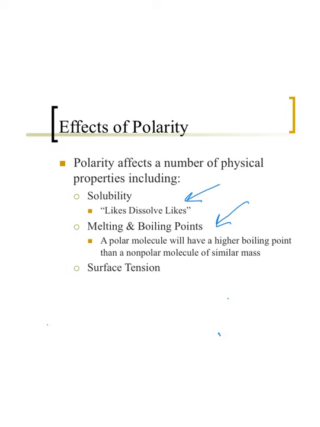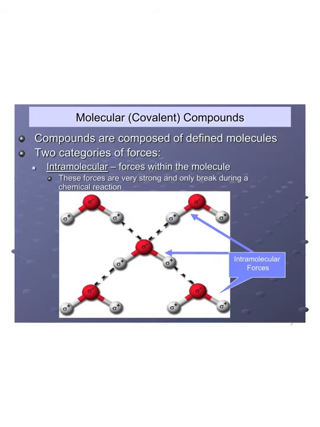Polarity is also going to help us understand melting points and boiling points, right? To understand why a chemical substance would go from a solid to a liquid to a gas, and that's important. And also properties like surface tension. Hopefully we're going to get to the bottom of that today.